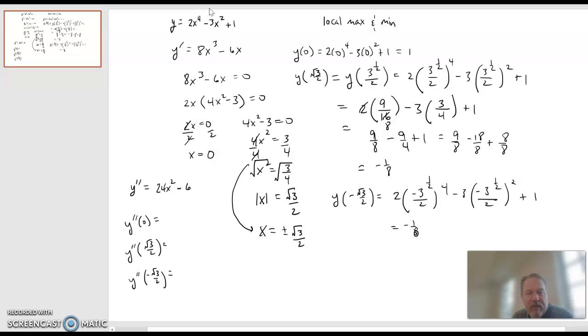If I evaluate that at 0, I get negative 6. If I evaluate it at root 3 over 2, I get 24 times root 3 over 2 squared minus 6, which gives me 24 times 3/4 minus 6. 4 goes into 24 6 times. 6 times 3 is 18. 18 minus 6 is 12. If I put in negative square root of 3 over 2, 24 times negative square root of 3 over 2 squared minus 6, that's going to give me the same answer because negative root 3 over 2 squared is the same as positive root 3 over 2 squared. So I get the same answer of 12.